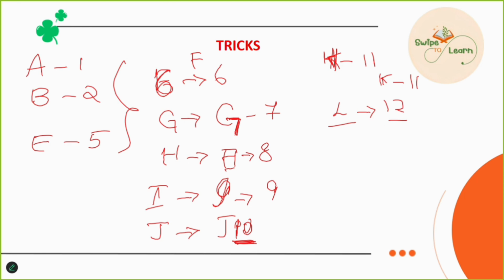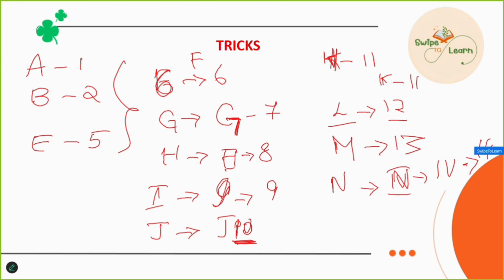Next, M. When I reverse this M, what do I get? Like this. That means M has a value of 13. Next, N. If we observe N carefully, it's like a Roman number 4. Already we have 4 as D, so we add an extra 10 for that, so we get the N value as 14. And for O, we can easily remember O as 15. So till O, we can easily remember the values.